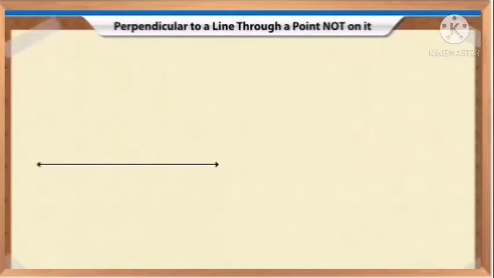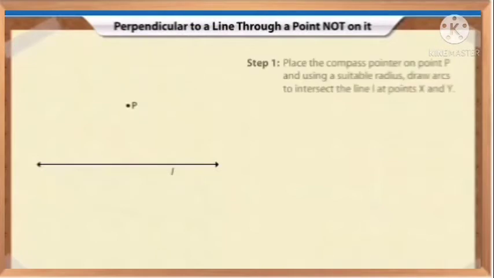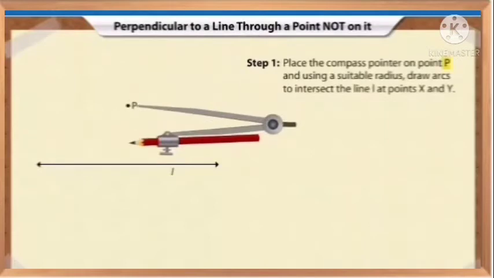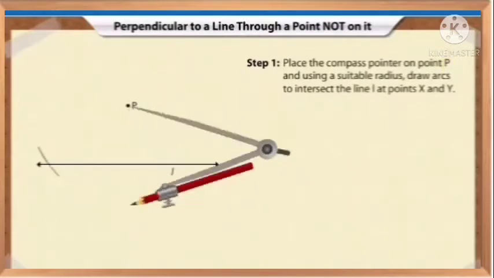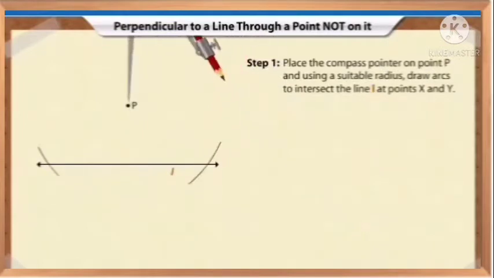Now, let's learn how to construct a perpendicular to a line L through a point P not on it. First, place the compass pointer on point P and, using a suitable radius, draw arcs to intersect the line L at points X and Y.